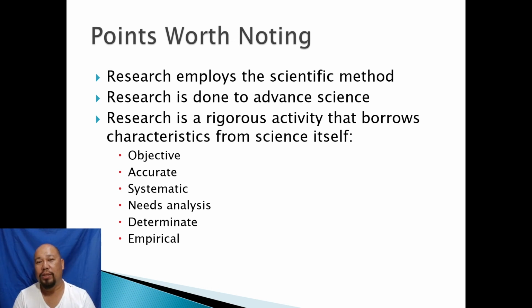So, we are doing science to attain science. And it does sound weird, but it's basically it, no? So, to advance science, we need to do research. Research is a rigorous activity that borrows characteristics from science itself. Rigorous meaning, kumbaga walay lalis pa. Okay? Objective, it's accurate, it's systematic. You need to analyze. No, it's determinate and it's empirical.